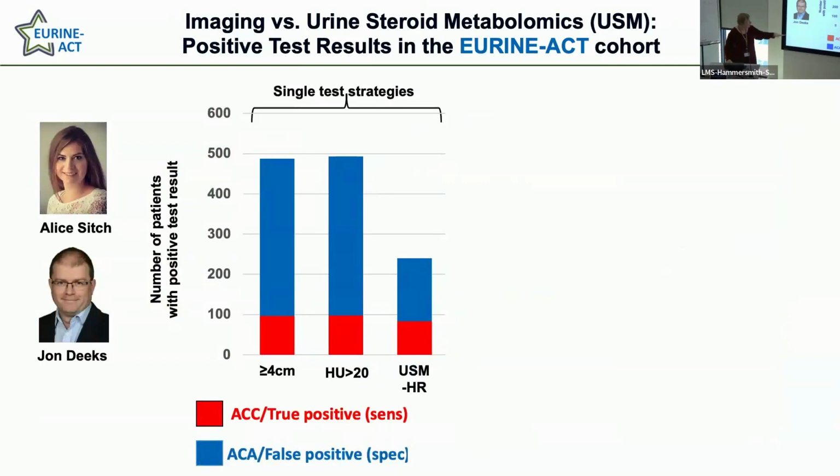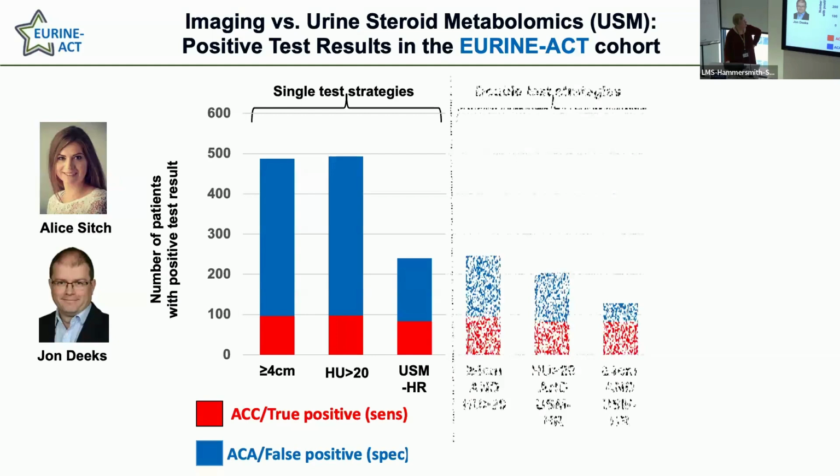Yeah, and so they compared in red the true positives and in blue the false positives, ACA, so patients who have adenomas. And what they could show is that if you do a single test only, either tumor size, Hounsfield unit greater than 20, or urine steroid metabolomics, where you are indicated to have high risk by the urine test, then you bring the false positives dramatically down.